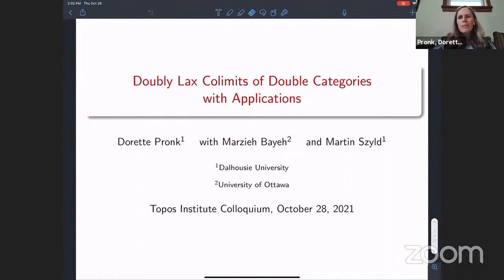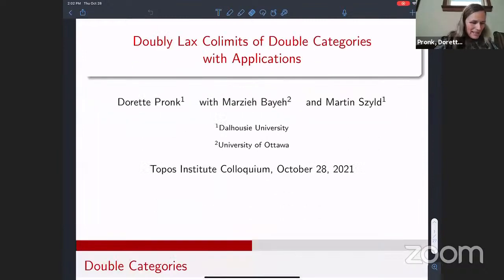So our work came from a question that Martia was actually asking us: would double categories be used to find further homotopy invariants for spaces with a group action? I must say that's the part of the project that we still haven't completely understood and completed, but it led to a nice discussion about what should doubly lax colimits be for double categories. And so that's what we will talk about today. And we are making good progress towards Martia's question. We're not entirely there yet.